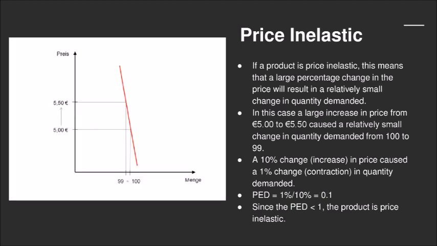If a product is price inelastic, this means that a large percentage change in the price will result in a relatively small change in quantity demanded. In this case, a large increase in price from €5 to €5.50 caused a relatively small change in quantity demanded from 100 to 99. A 10% change, increase, in price caused a 1% change, contraction, in quantity demanded. PED equals 1%/10% equals 0.1. Since PED is under 1, the product is price inelastic.